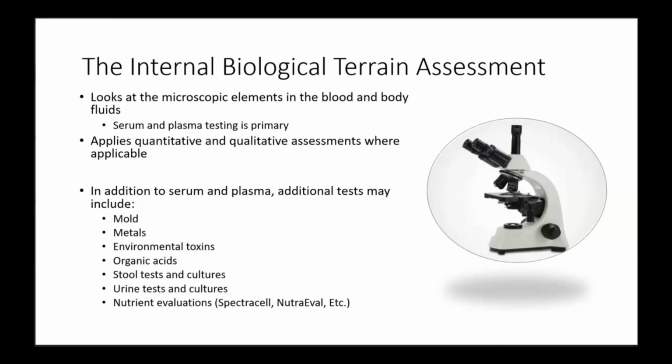Stool tests and cultures, urine tests and cultures, what's there, and then nutrient evaluations, like the Nutri-Eval test, which is a good one. SpectraCell is good too. They look at the white blood cells to try to get more of an accurate idea about what's in the tissue. Because remember, when you're testing for something in the blood, you're getting a blood level, but that's the level of the material that's moving around the body. That's not what's in the tissues. That's not what's in your heart or in your muscle or in your organ. It's in the blood. So how do we translate that to what's actually going on in the tissues?